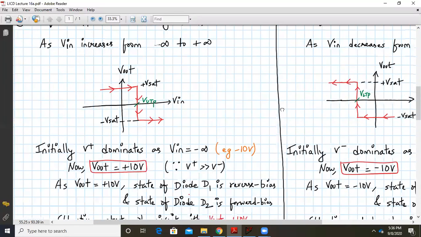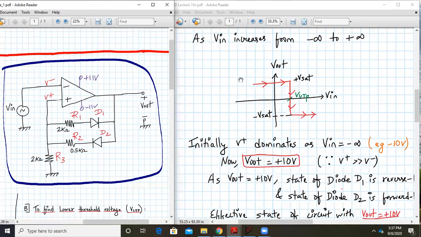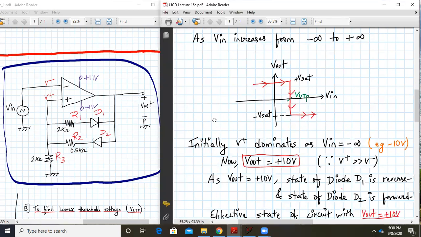Initially we assume that V plus dominates. I have included both the circuit diagram as well as the explanation, so it will be easier for us to understand. As Vin increases from minus infinity to plus infinity, my threshold point will be VUTP, and for Vin less than VUTP, my output will be at plus 10, and whenever Vin is greater than VUTP, the output will be at minus 10. That's how the inverting Schmidt trigger works.